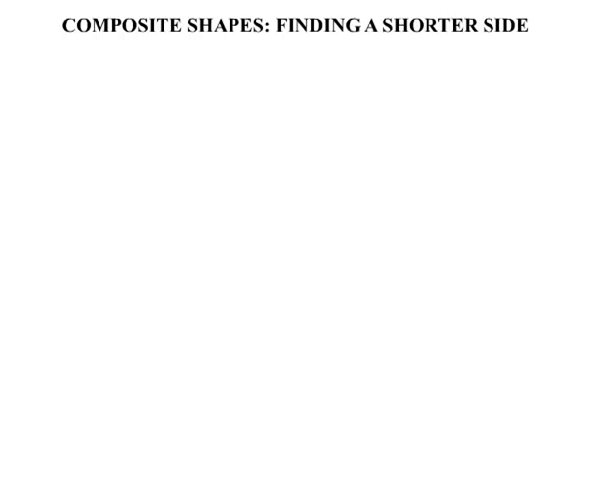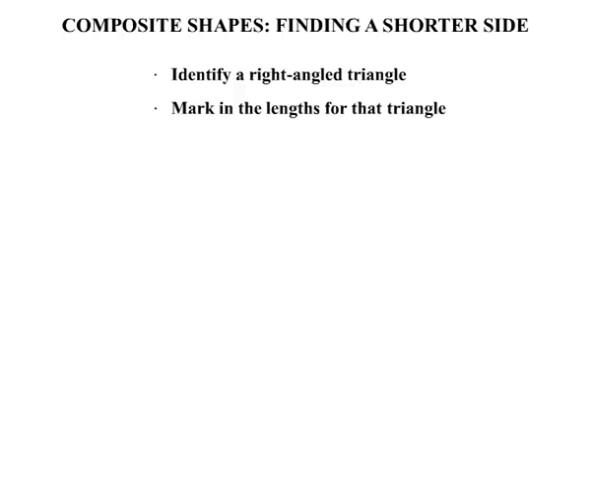Now in this lesson we do some more work on composite shapes, but this time when finding a shorter side. Now as before, we need to identify a right-angled triangle, that's our first step, then mark in the length for that triangle.